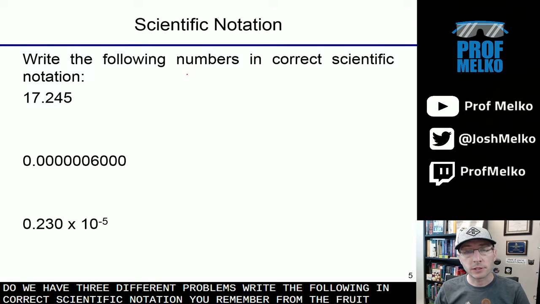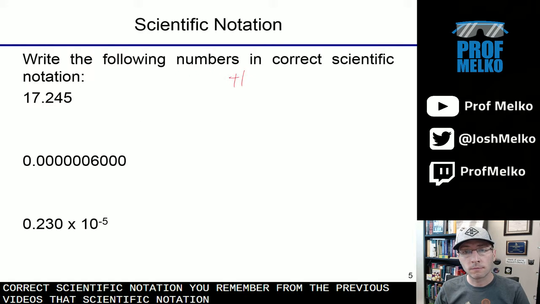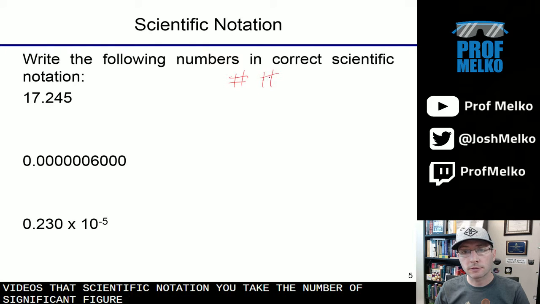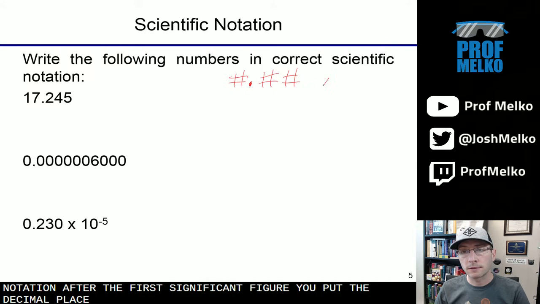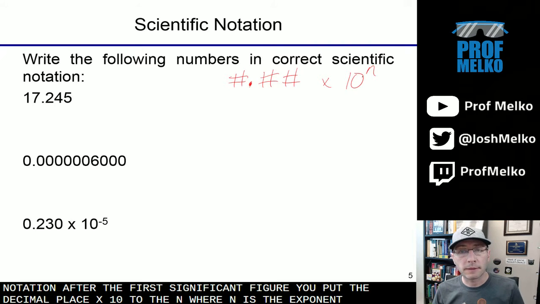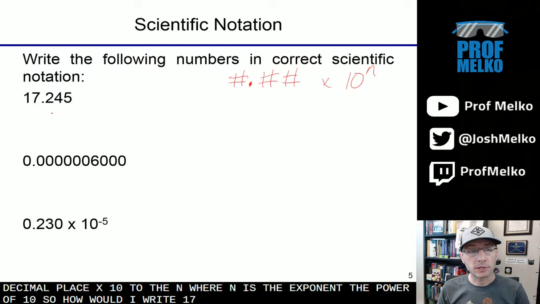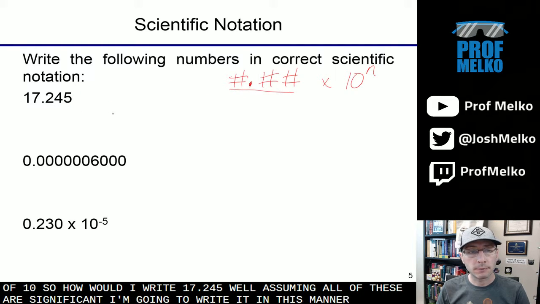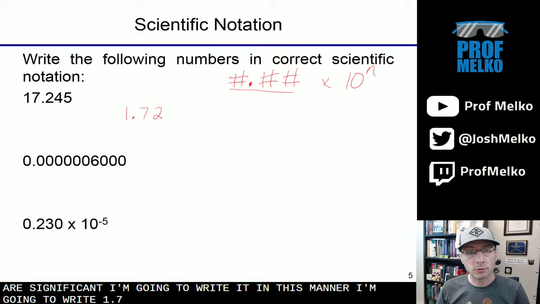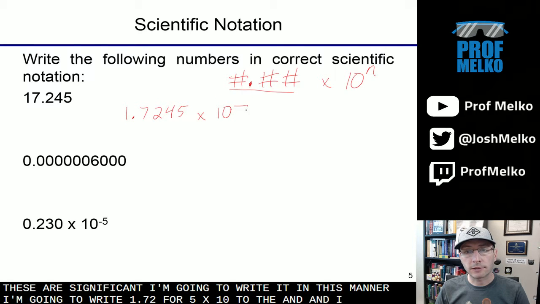And you remember from the previous videos that scientific notation, you take the number of significant figures, write out your numbers. In scientific notation, after the first significant figure, you put the decimal place, times 10 to the n, where n is the exponent in the power of 10. So how would I write 17.245? Well, assuming all of these are significant, I'm going to write it in this manner. I'm going to write 1.7245 times 10 to the n, and I got to fill in this number n here.